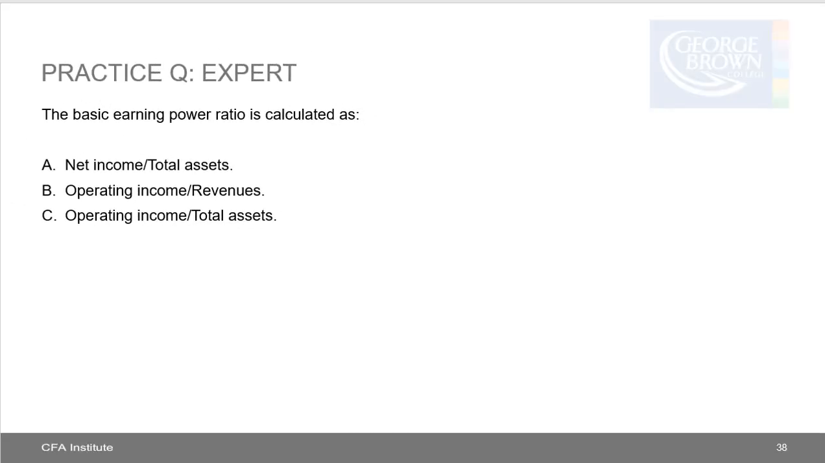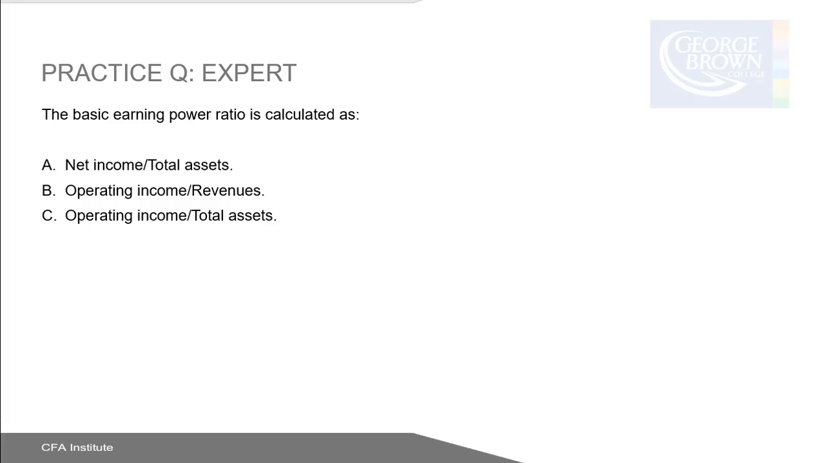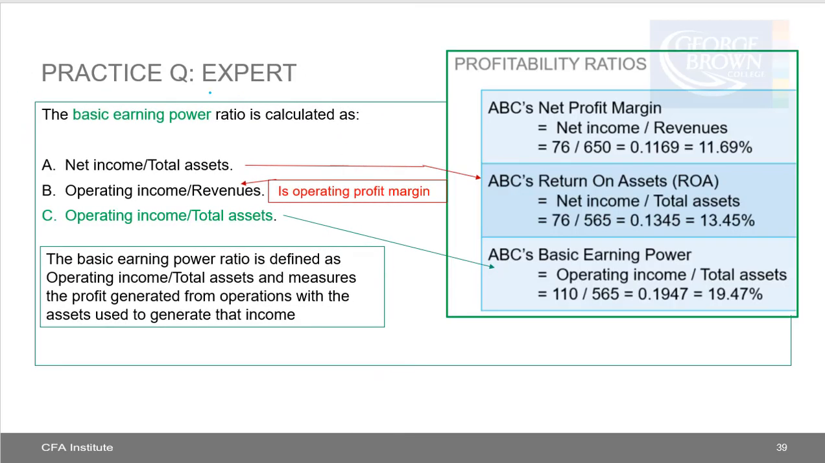Okay, we're just going to do a quick practice question from the learning ecosystem. You can see this was considered to be at the expert level, so this should cheer you up. The question is, the basic earning power ratio is calculated as A, net income divided by total assets, B, operating income divided by revenues, or C, operating income divided by total assets. As I said, I think that question should cheer you up.